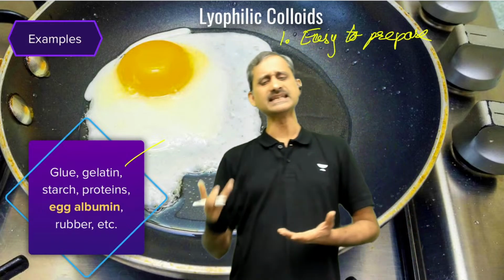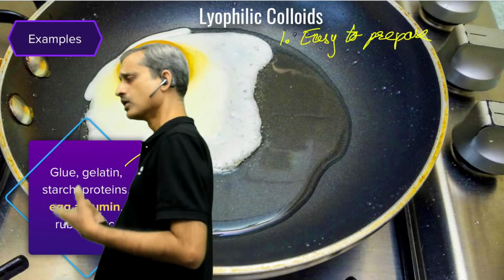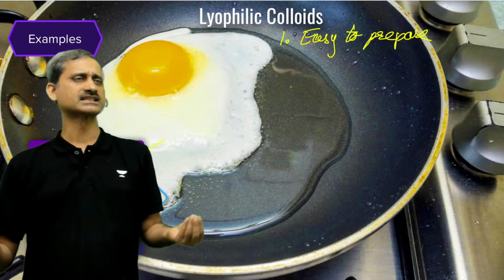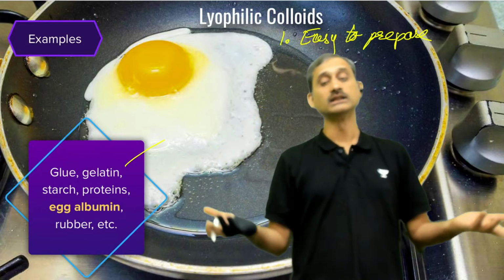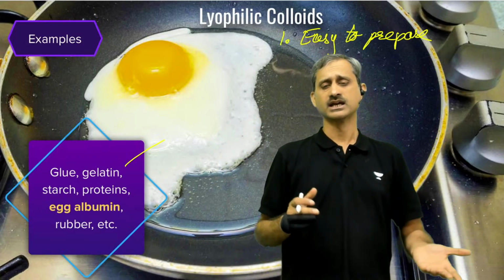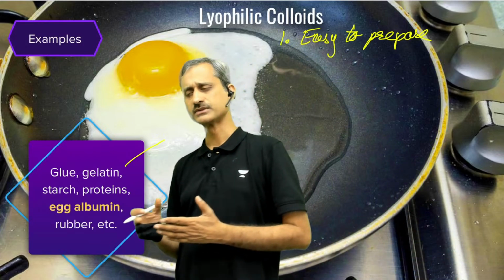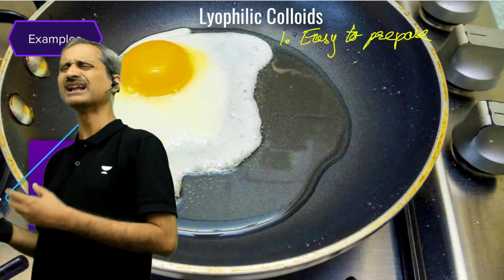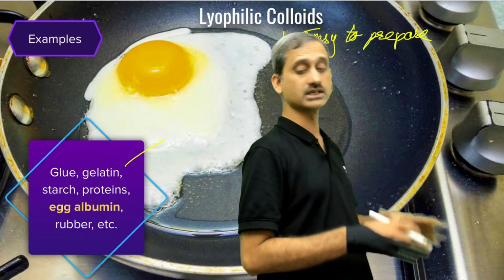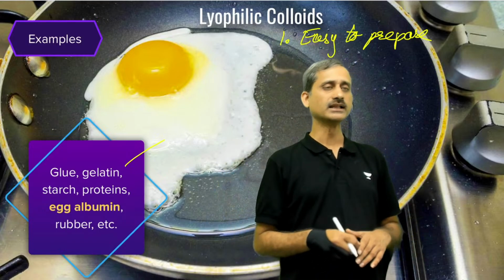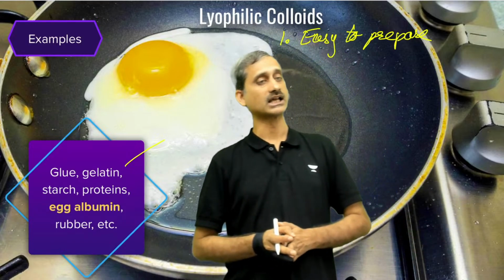Now, what's the ease in its preparation? Most of the time it's enough to mix the dispersion medium and the dispersed phase along with stirring and a little bit of heating, because here also we need to break the interactive forces between the various particles. So a little bit of energy is required, not too much. You just shake it well and you are able to get the lyophilic colloid.